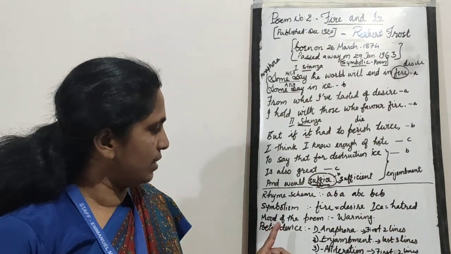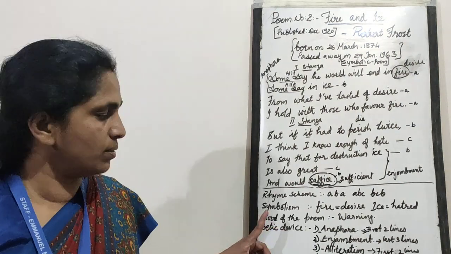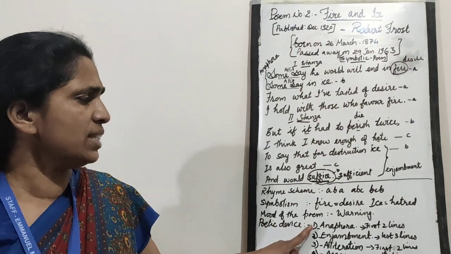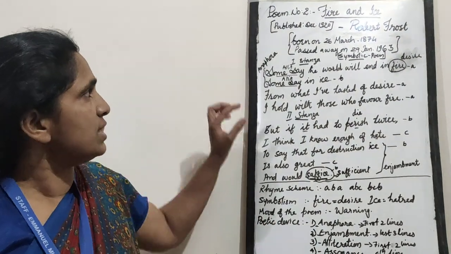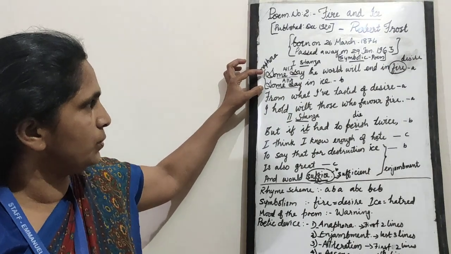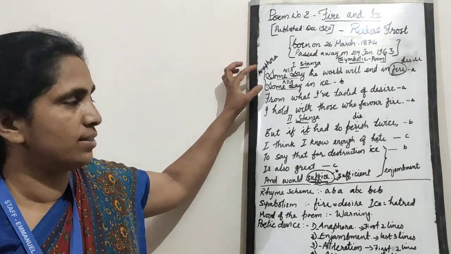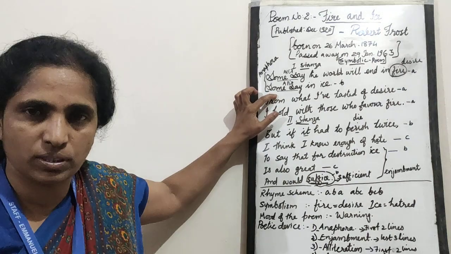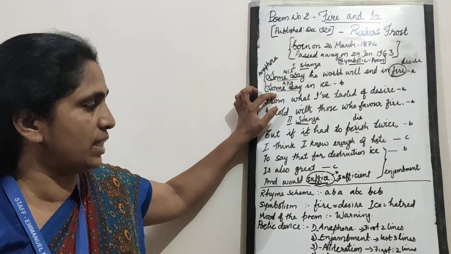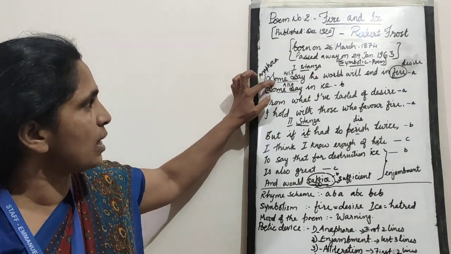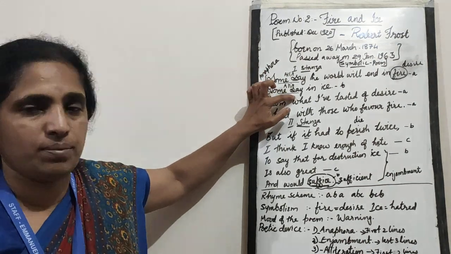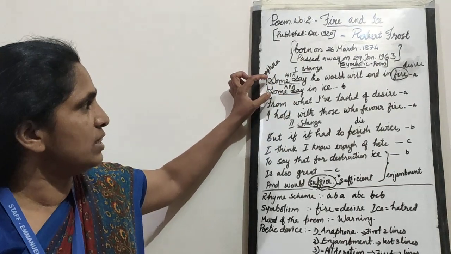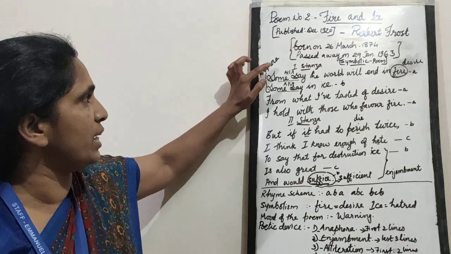Then next one is poetic devices. First one is anaphora. Anaphora means two or more lines start with the same sound or the same word. That is anaphora. First two lines, "Some say". The same words are repeated, so it is called anaphora.